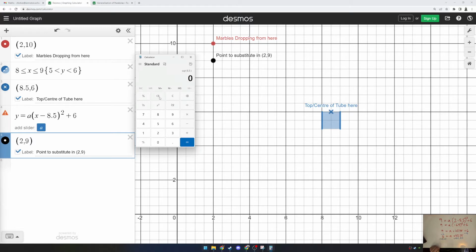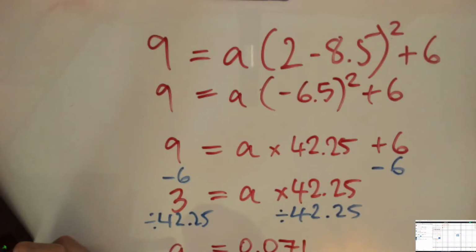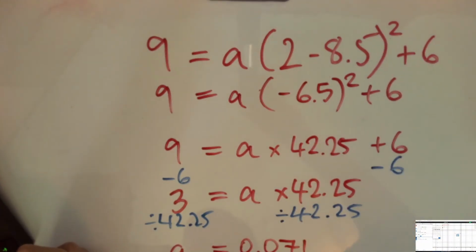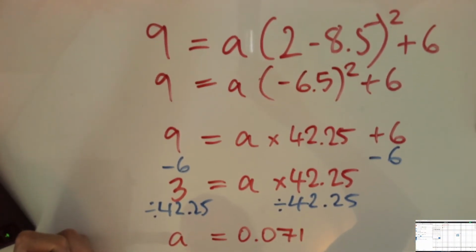So let's just do it over here. 3 divided by 42.25, and wow, that is an ugly number. So now we know what a is. a equals 0.071. Oopsies. Dang it, I didn't do that on the right side. My bad, guys.